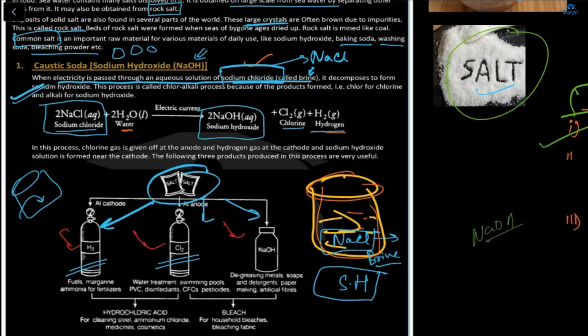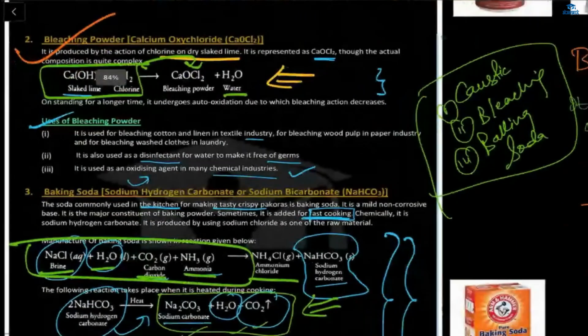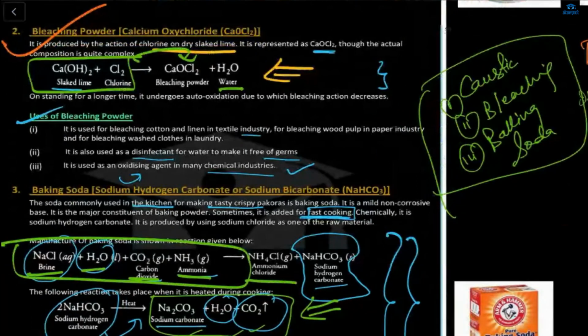The simplest one. This is the simplest process. And in the bleaching powder, what will happen? Bleaching powder will form with the action of flaked lime. What is flaked lime? Ca(OH)2, and with chlorine. So bleaching powder will form, plus water.